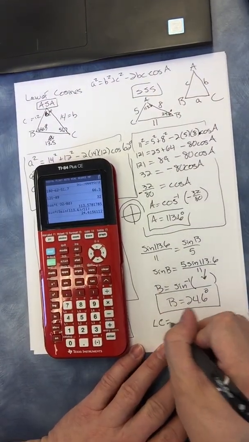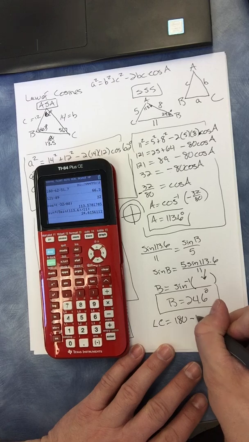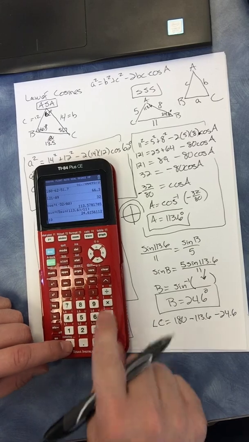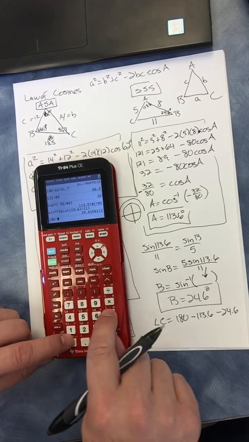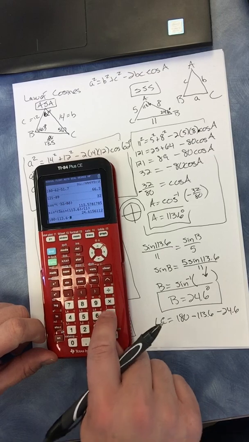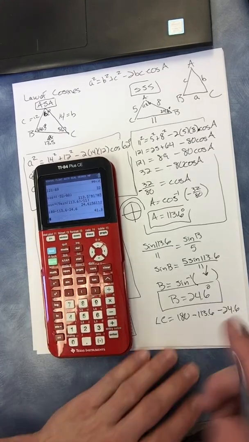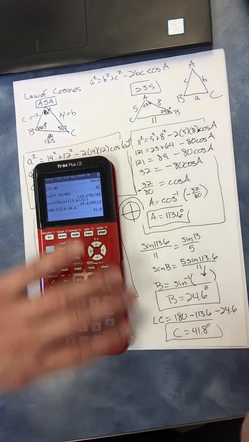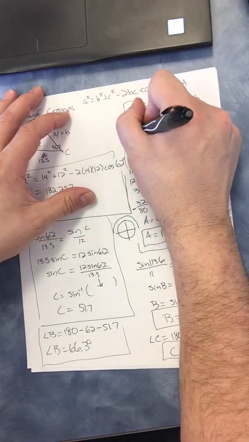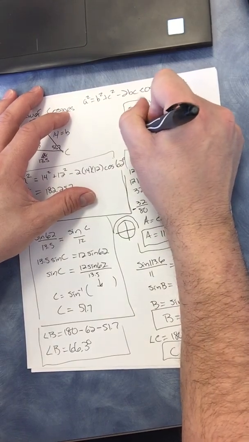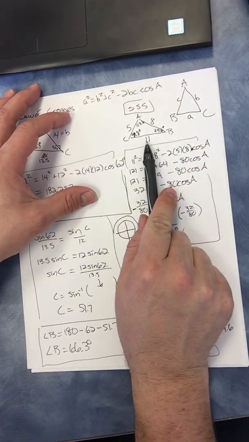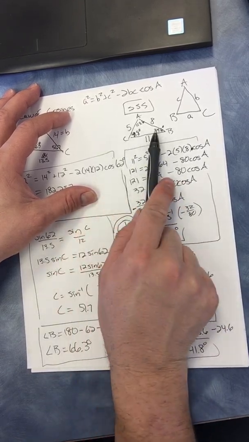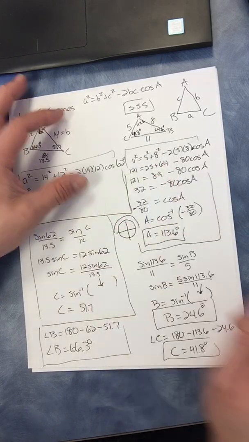Angle C will be 180 minus 113.6 minus another 24.6. And so just right into the calculator, 180 minus 113.6 minus 24.6. And I get C is equal to 41.8. Now again, when I finish these problems, let me put 41.8 right in there. I should check to make sure the longest side, 11, is across from the biggest angle, 113. The smallest side, 5, should be across the smallest angle. And the middle length should be across from the middle angle.